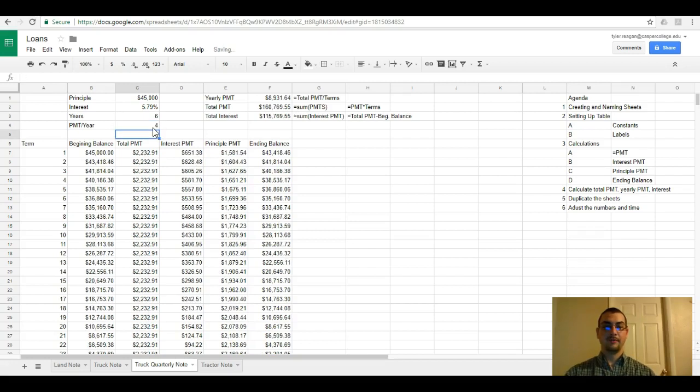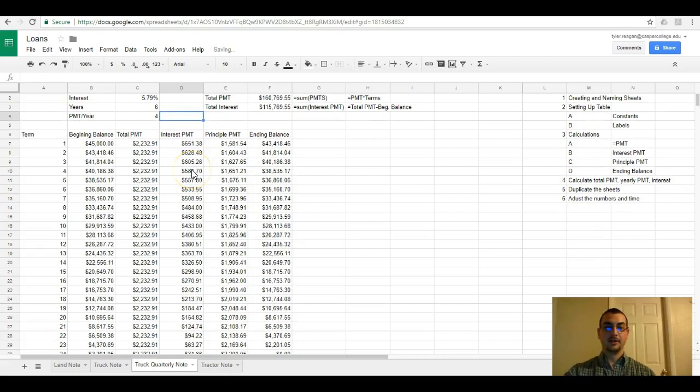So what does that mean? And we see that all these numbers automatically change and update for us. Well, now that we're paying 4 times a year, that means we're only going to make a total payments of the number of years times the payments per year. So we're making 24 individual payments on this note.